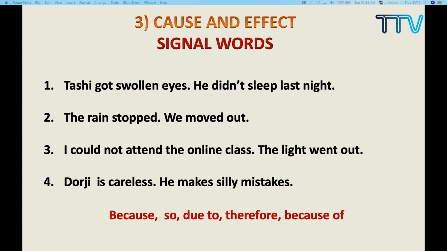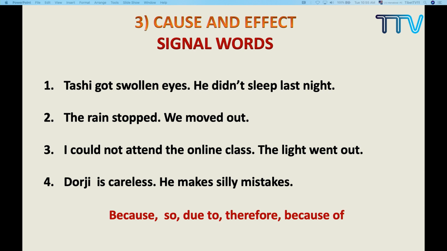I'm talking about the cause and effect. Tashi got swollen eyes. Is it a cause or is it an effect? Tashi got swollen eyes. So it's an effect, isn't it? It's a result. Why? What is the cause? Why did he get the swollen eyes? He did not sleep last night.